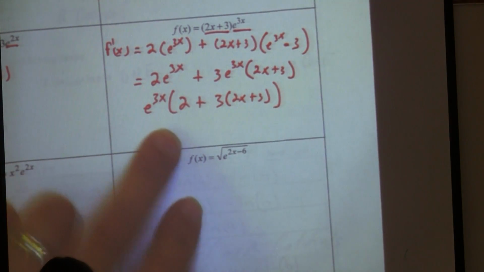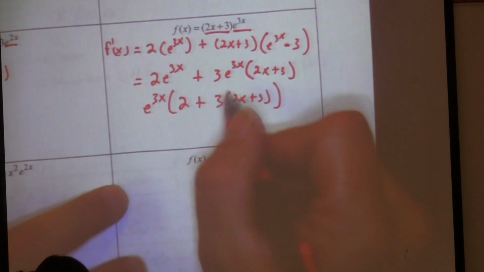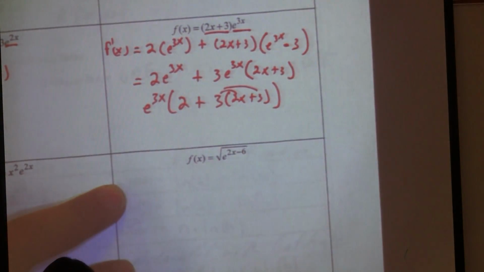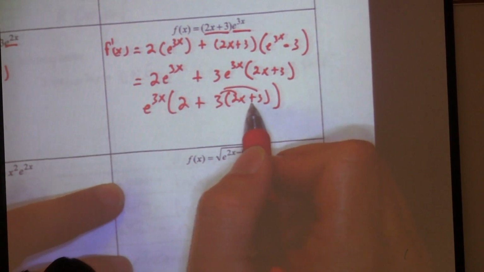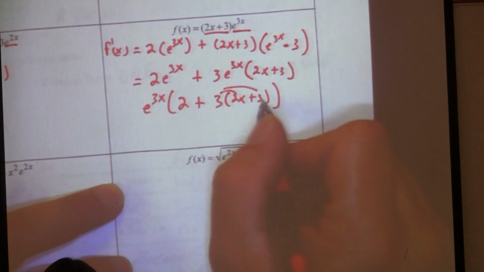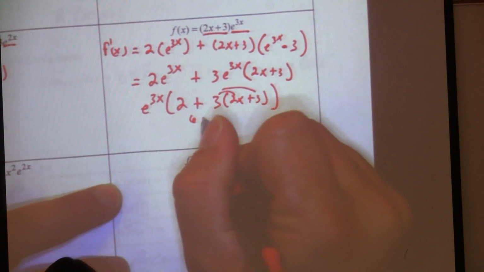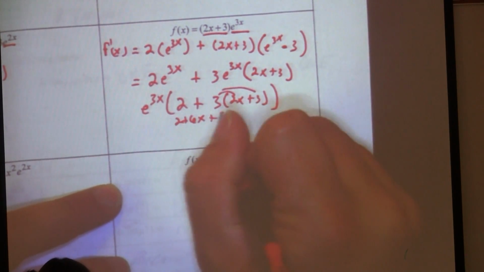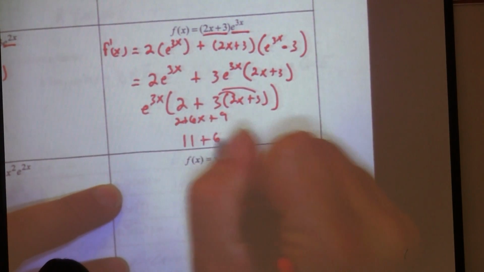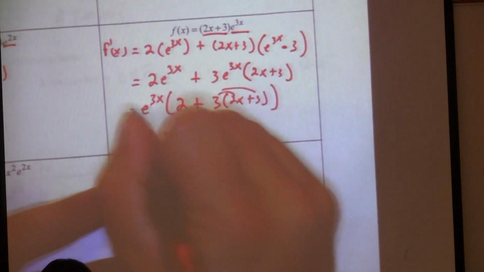Okay. Can I keep going? Can I do something inside to simplify that part more? Yeah, we can distribute this 3, right? So 3 times 2x is 6x, and 3 times 3 is 9. Plus 2 gives 11. I'm going to write it out. We got (11 plus 6x) times e to the 3x. And we'll stop there.